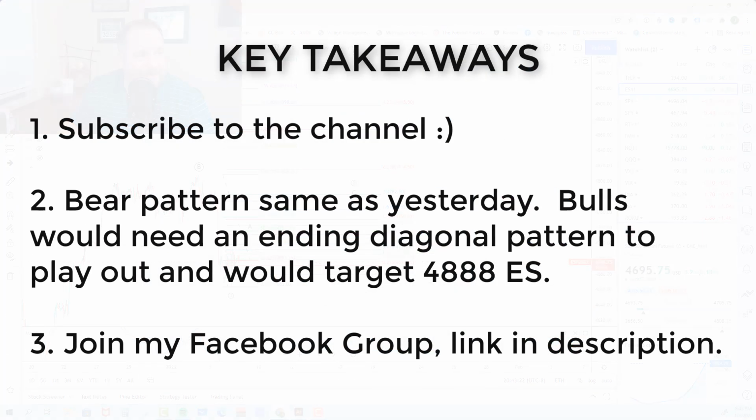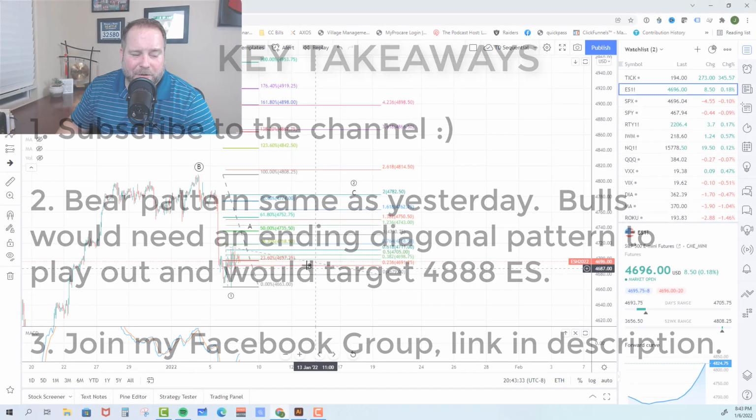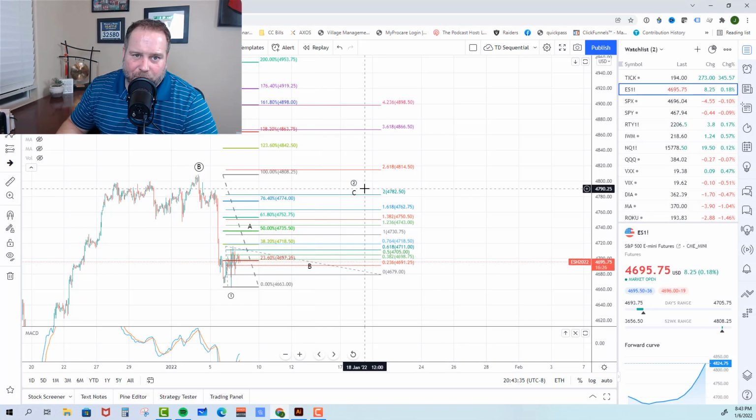Okay, key takeaways for today. We're going to let this play out, okay? We're going to sit on our hands and be patient because, as I said, this area here in the middle is very difficult to trade, okay? If we get an A, B, we may be able to trade this setup here for a C wave up for a little gain there.